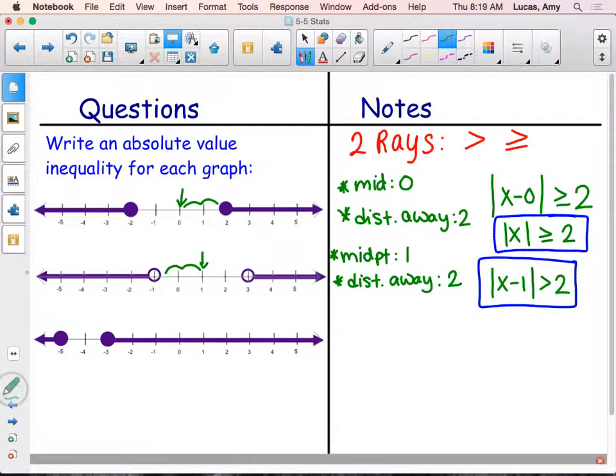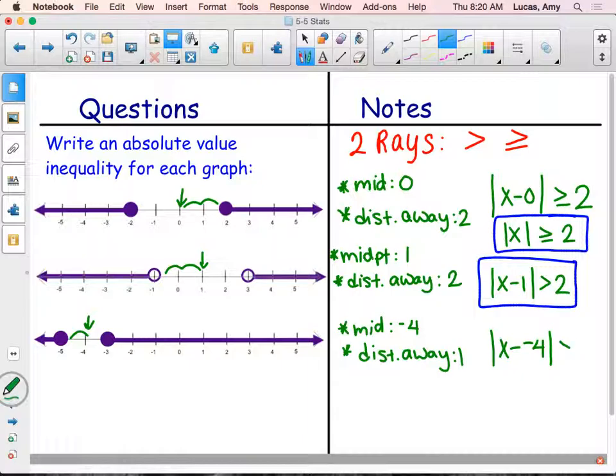All right, my last one, my midpoint on this one is -4. And my distance away from that in each direction, it's just 1 unit away. So, distance away from -4, so x minus -4 is greater than or equal to 1 unit away. So this one simplifies to be x plus 4 is greater than or equal to 1. So the distance away from -4 is greater than or equal to 1.